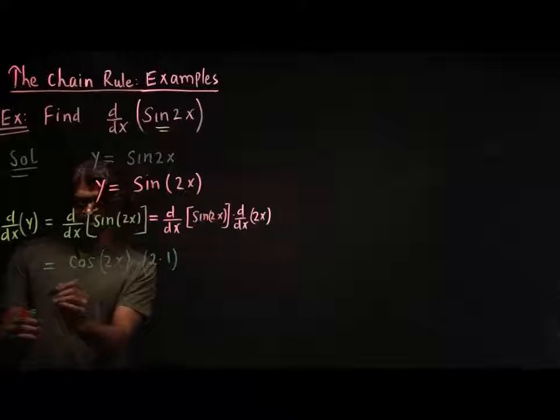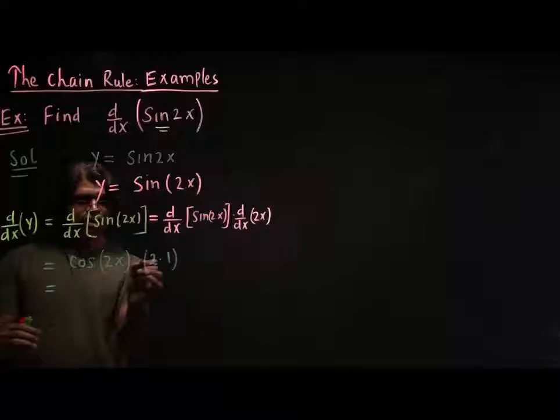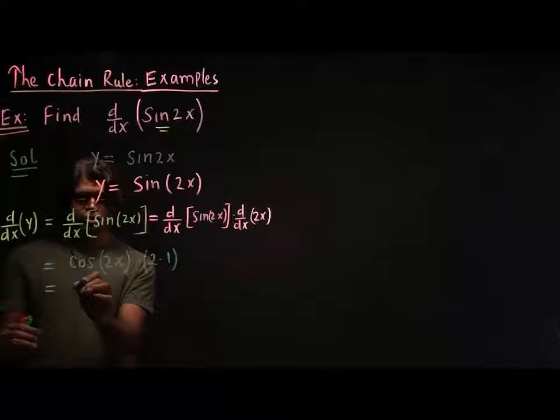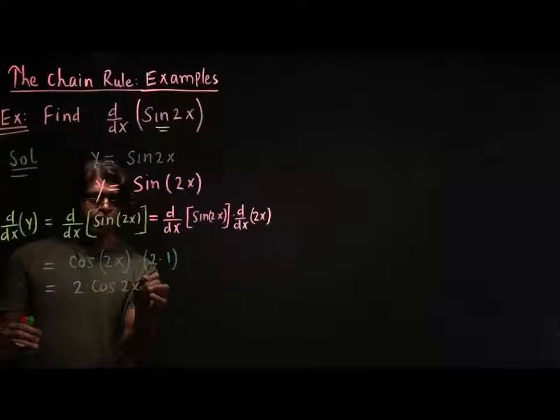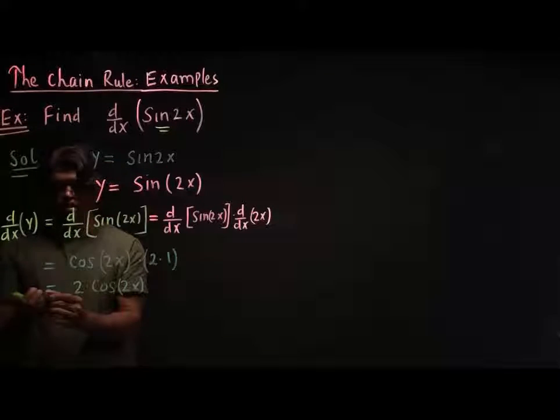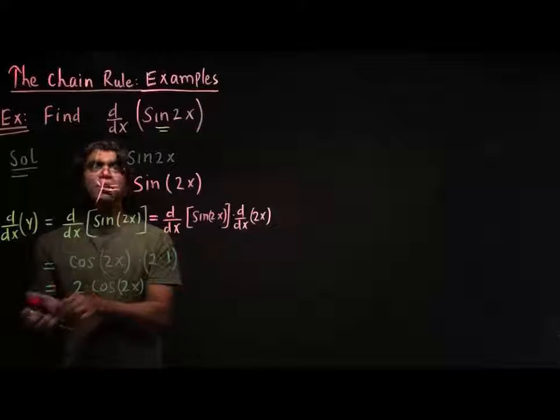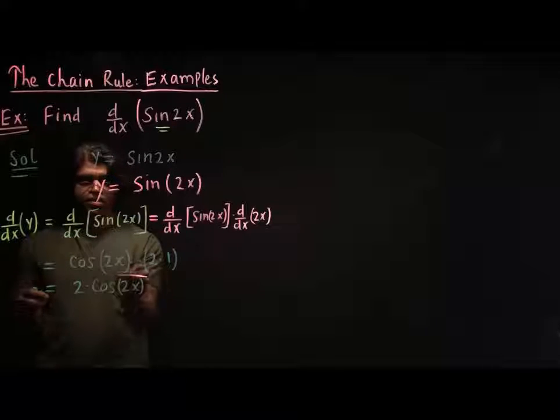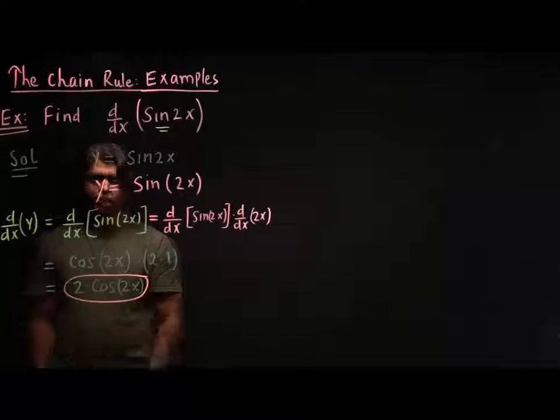Now let's simplify further, and if I do that, I will get 2 times 1 is 2 times cosine of 2x, right? And this is the differentiation of the given function sin 2x, right?